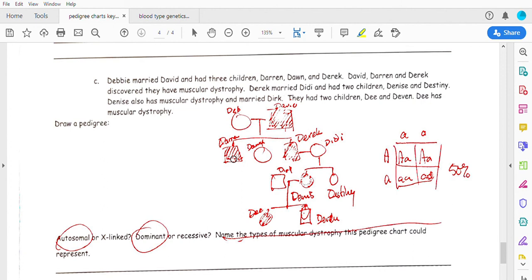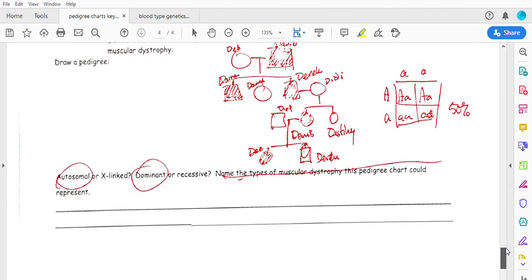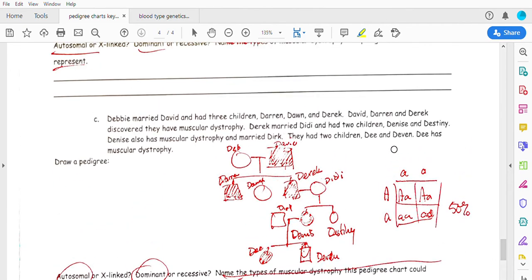So here we had 2 out of 3 kids that had it. Here we had 1 out of 2 kids that had it. Here we had 1 out of 2 kids that had it. And so following it through. And that's it. Hopefully this made some sense.